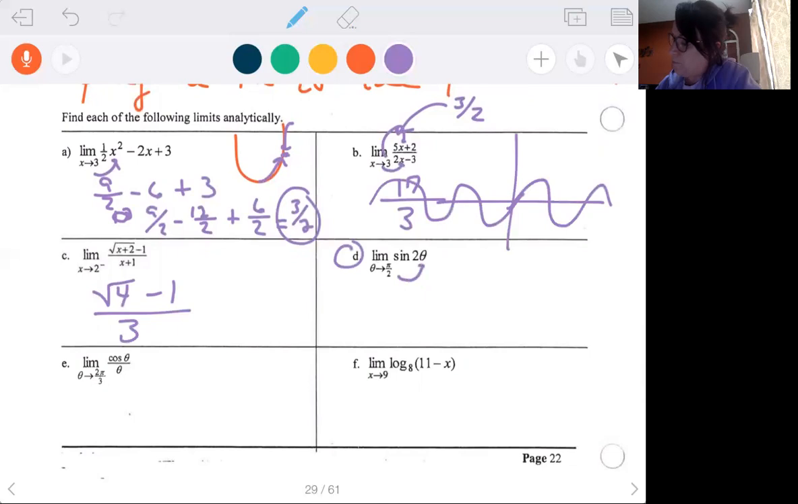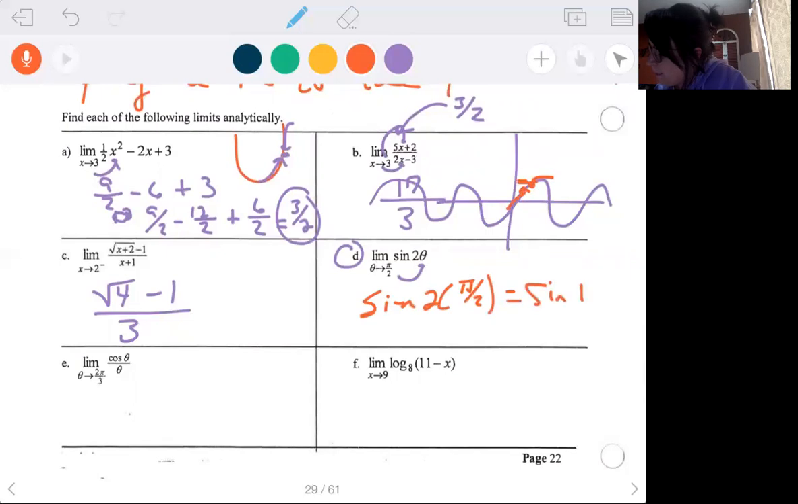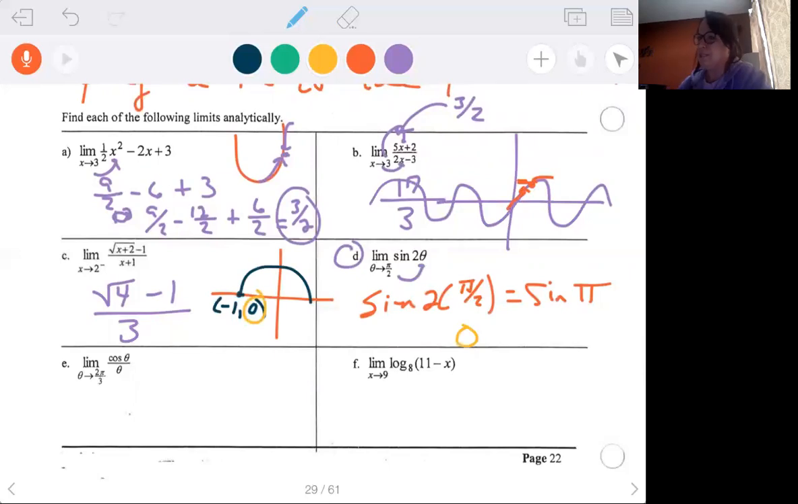As I approach pi halves, I will be at the exact same height from the left as I am from the right, so I can just plug it into the function. This would be sine of 2 times pi halves, or just sine of pi. You need to know your unit circle without looking. Pi is over here. Sine is the y value. You should be able to do it that fast.